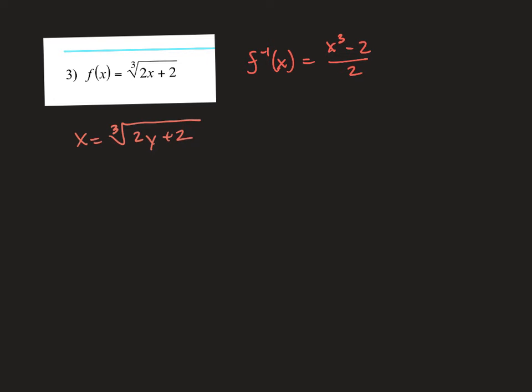Okay, so here we go. Let's do implicit differentiation. So the derivative of x is 1. I'll need to run through the chain rule on this thing. So that would be 1/3 times 2y plus 2 to the negative 2/3 times the derivative of 2y plus 2, which is 2 dy dx.